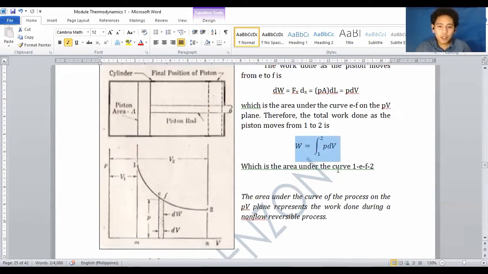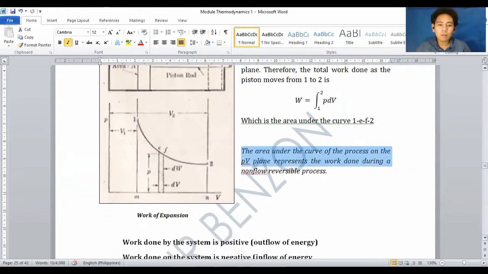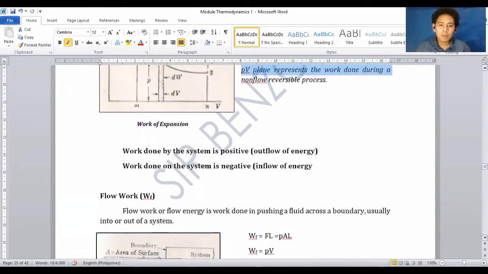Now, which is the area under the curve 1EF2? This curve, this is your area. We say area under the curve, this is it. Now note, the area under the curve of the process on the PV plane represents the work done during a non-flow reversible process.